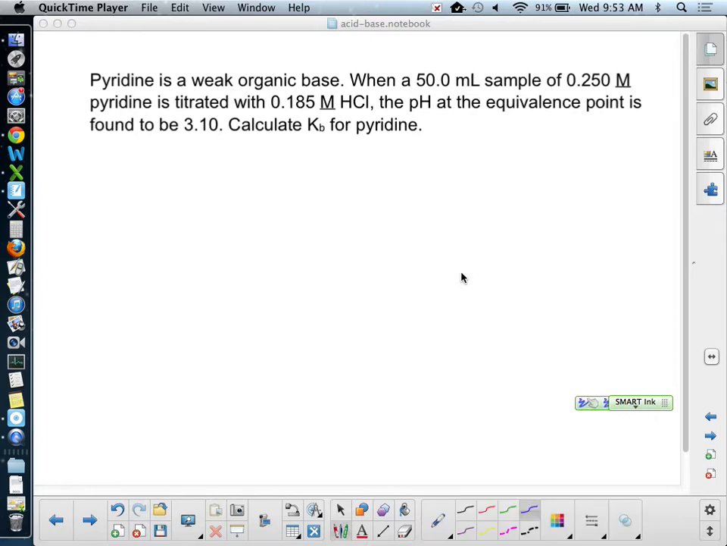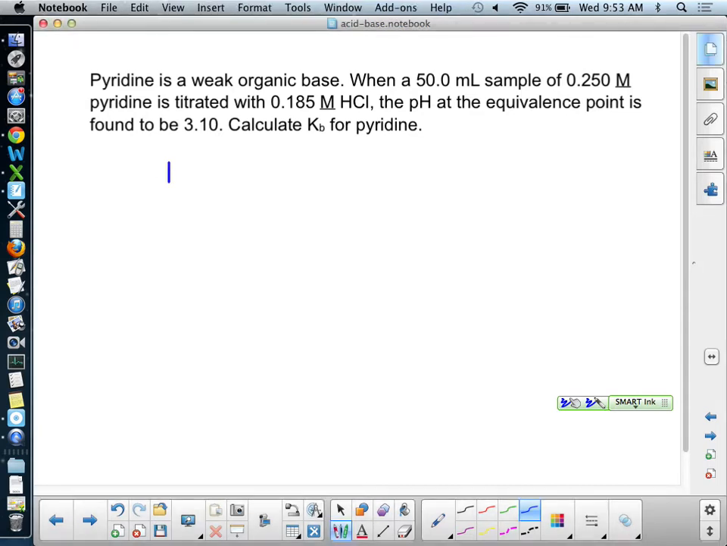So, pyridine is a weak organic base. When a 50 milliliter sample of 0.250 molar pyridine is titrated with 0.185 molar hydrochloric acid, the pH is found to be 3.10. Calculate Kb for pyridine. What's a good place to start? Write our equation. I'm just going to call pyridine B. So our equation is B plus H plus reacts to form BH plus. The reason the pH is significantly less than 7 is because you are forming a solution of a weak acid, BH plus, at the equivalence point.